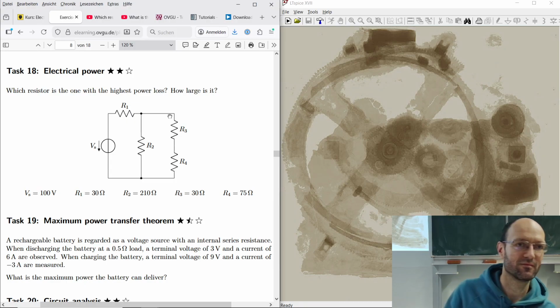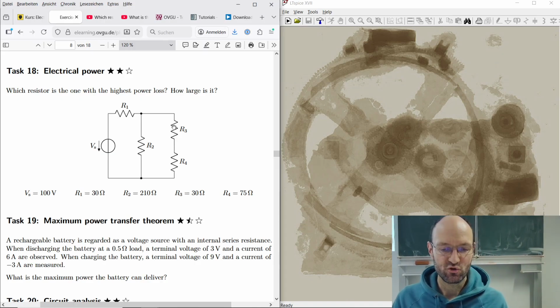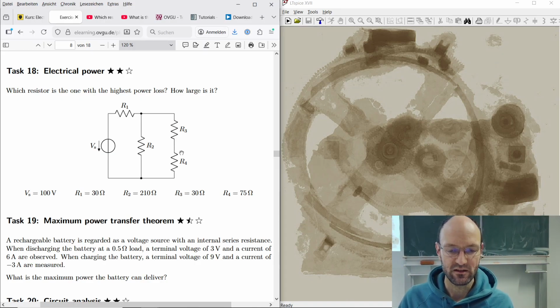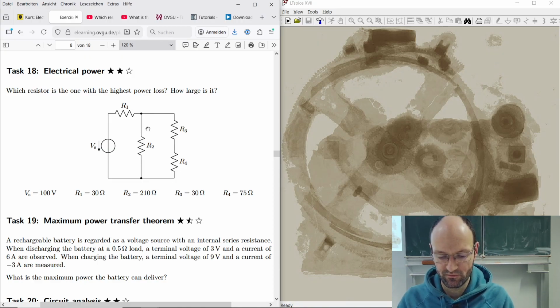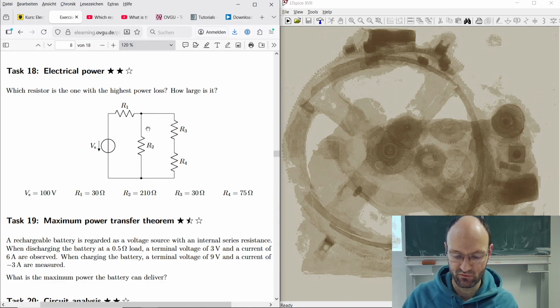Any ideas? Use voltage divider. We could try to use some kind of voltage divider. So we could calculate, or maybe I can try to use my drawing tablet here if this connects with my computer. But this is the same as my mouse. We could calculate the equivalent resistance of these three here.